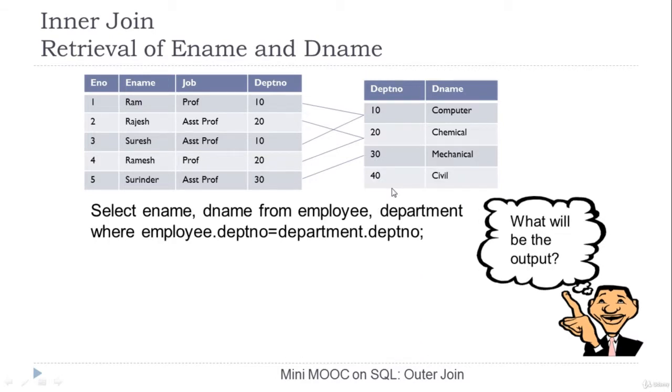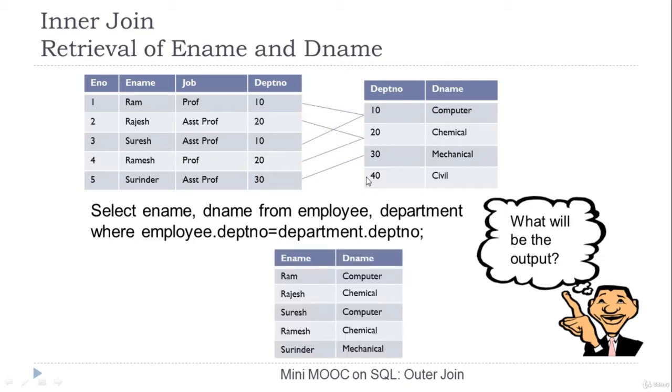Now let us consider a case where we have added another record in the department table for department number 40 with dname civil. And we are interested in retrieval of ename and dname for each employee. To produce this desired output, we are using the following select statement, and it is based on inner join. What will be the output of this query? Of course, it will be the same, and it will produce the same five records because department number 40 in the department table is not participating in any pair corresponding to employee table records, so it will not appear in the output.